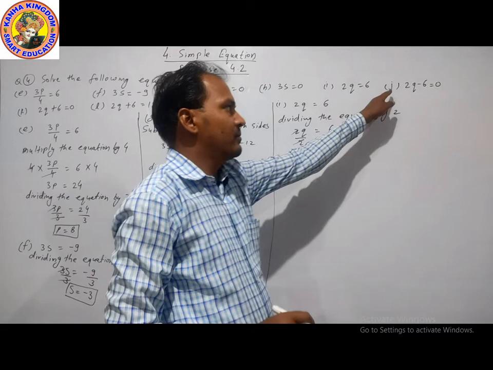Dividing the equation by 2. The equation is 2q is equal to 6. Now dividing by 2. 2 and 2 cancel. This is our q. 6 upon 2, answer is 3. You can take a screenshot of this. We will move to our next part.